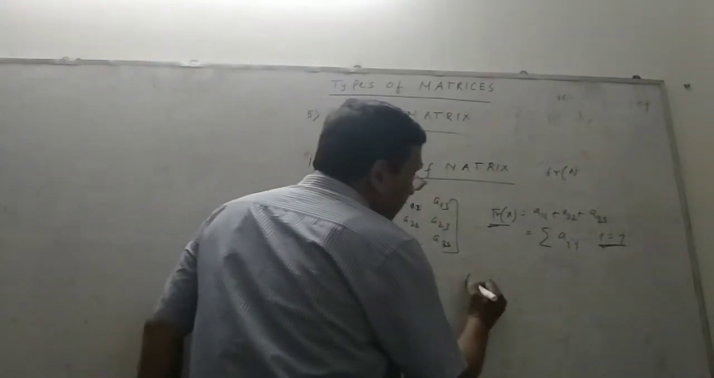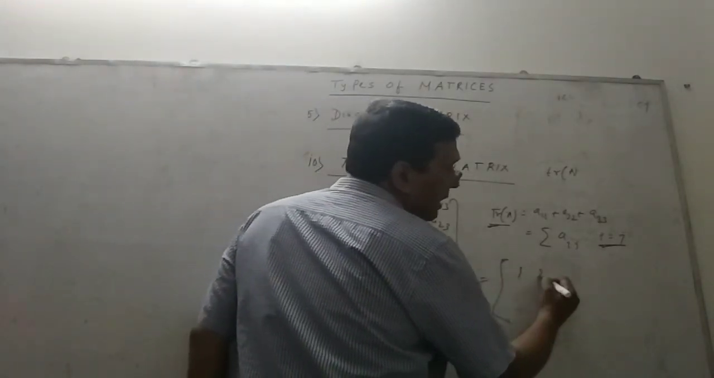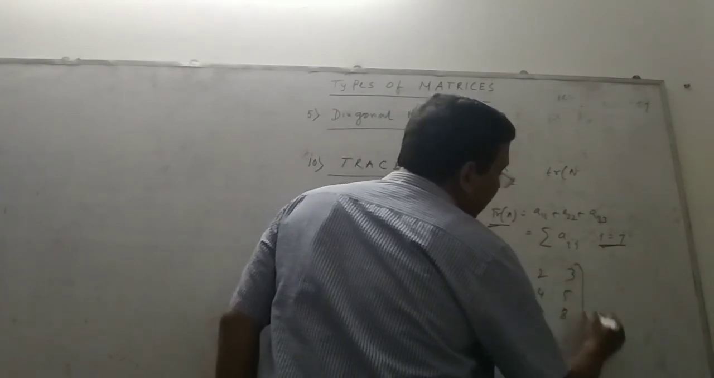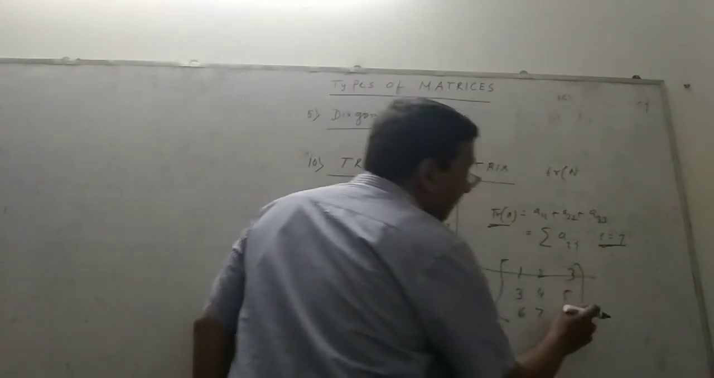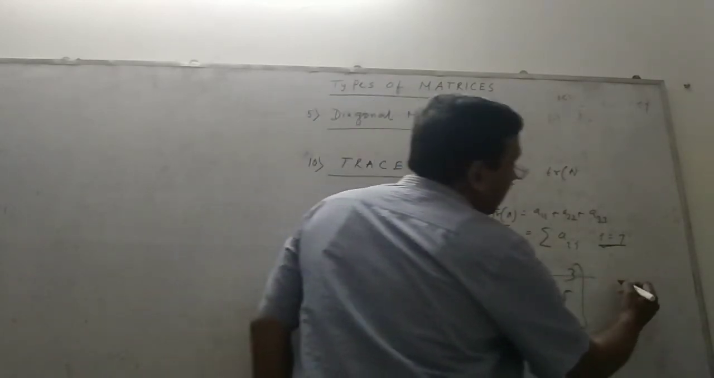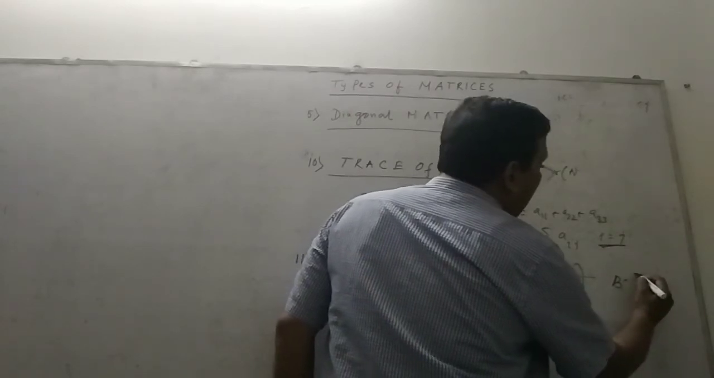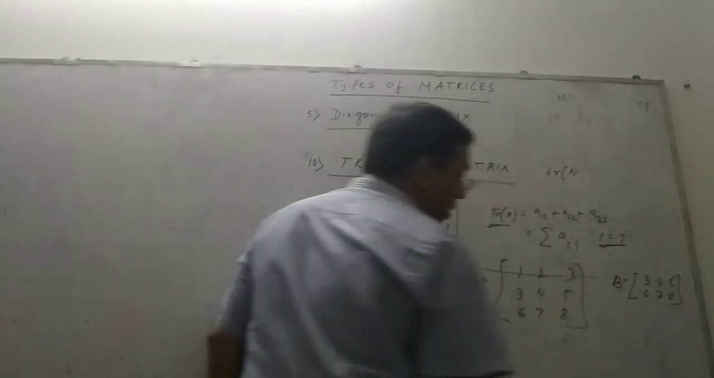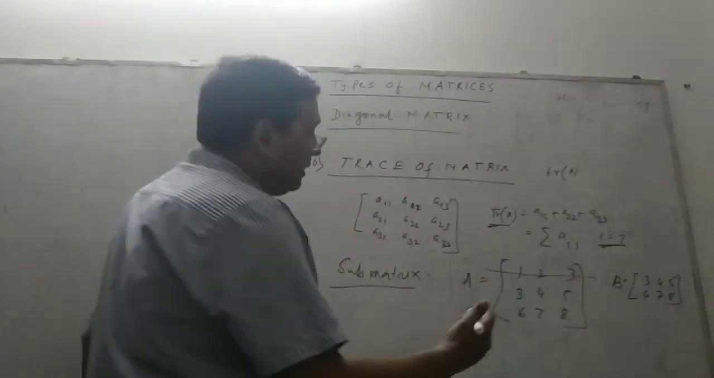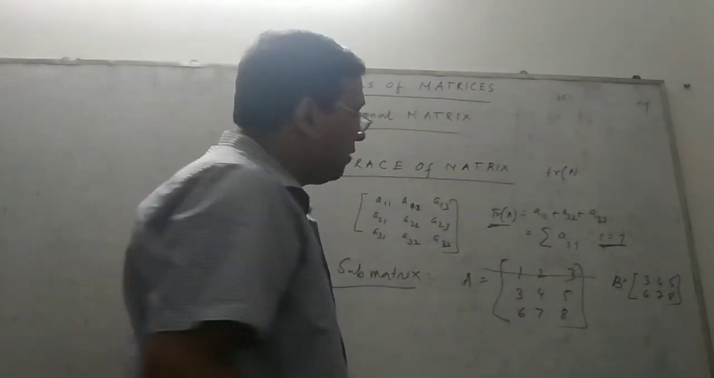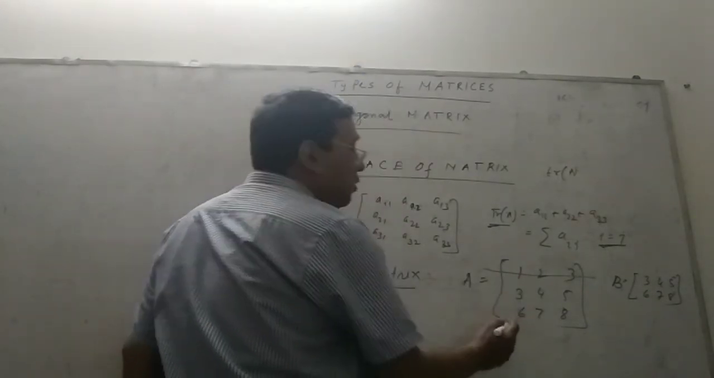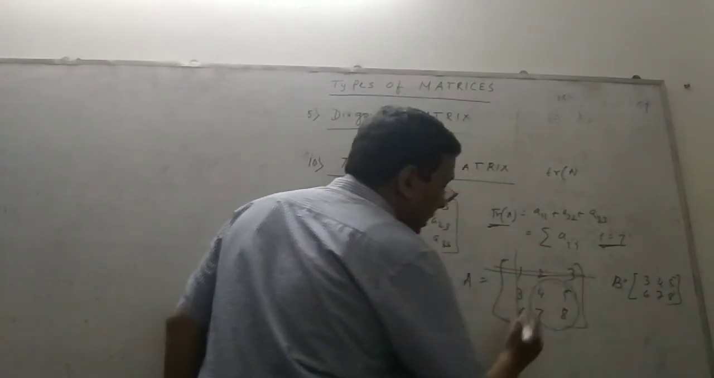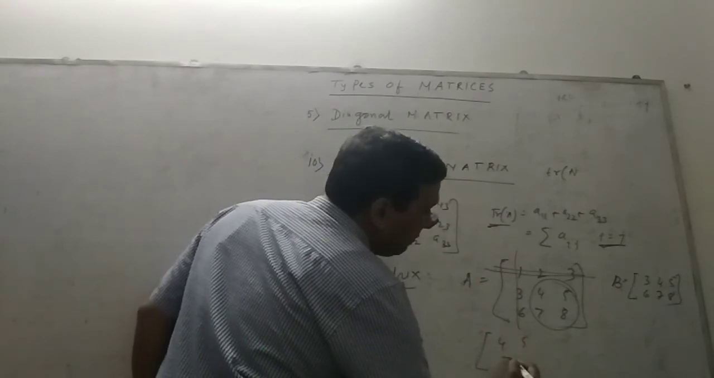For example, if the matrix is, suppose, 1, 2, 3, 4, 5, 6, 7, 8, and if I delete this one, I can get this rectangular matrix. So this is a submatrix which we are getting from the given matrix. One important concept of submatrix can also be called the minor. Suppose if I delete the first row and first column, then you get 4, 5, 7, 8.